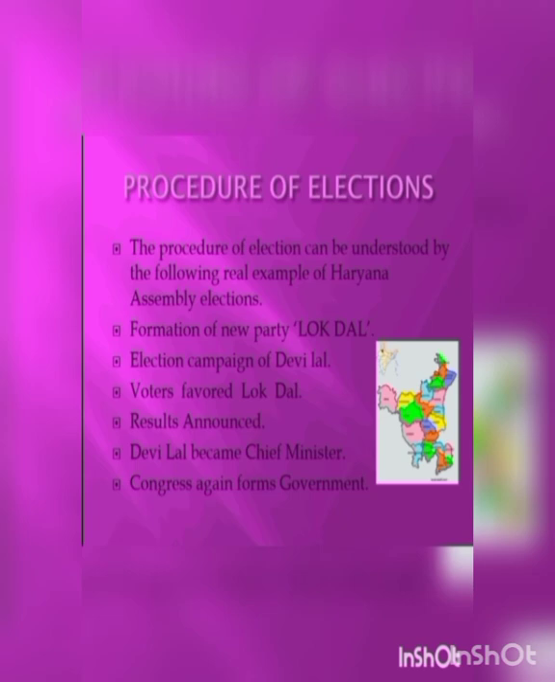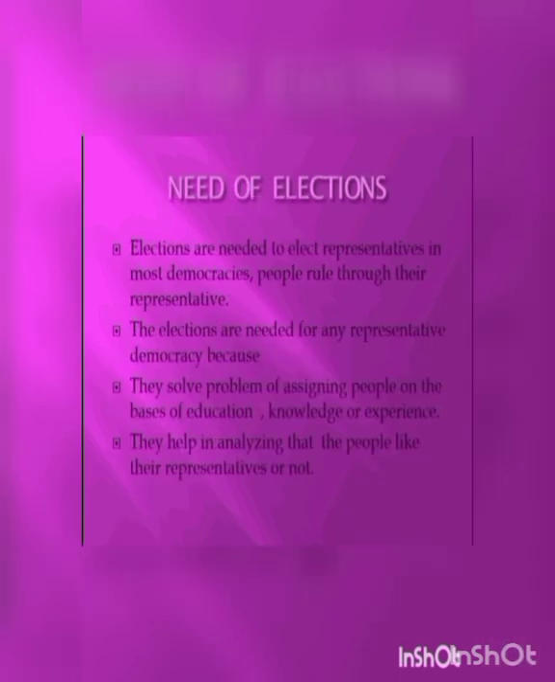So, children, with this, you can see that if the people are not happy with the existing government, they can change the government in the next election and choose the party which they like and which will fulfill their needs. Elections are needed to elect representatives. In most democracies, people rule through their representatives elected by them.